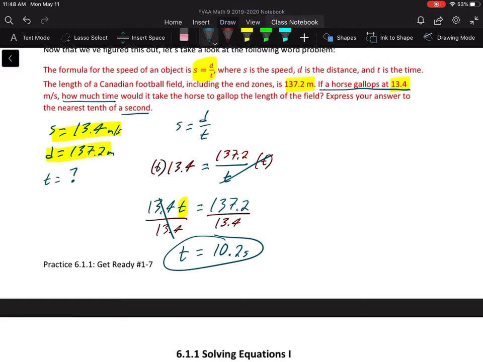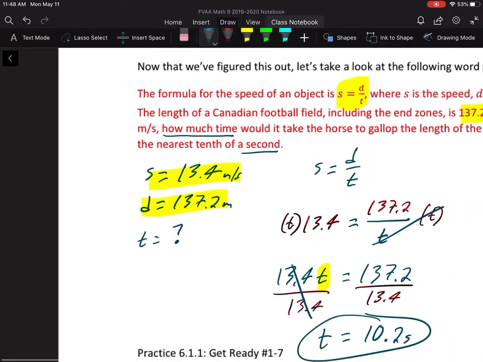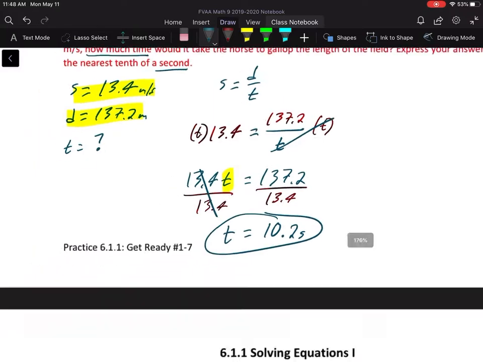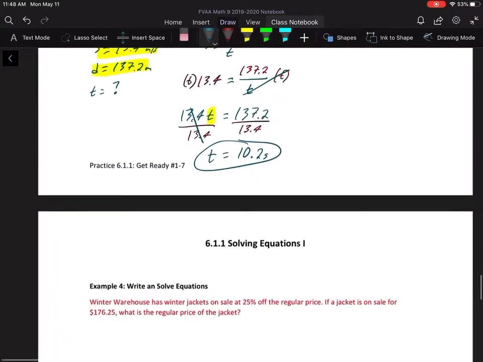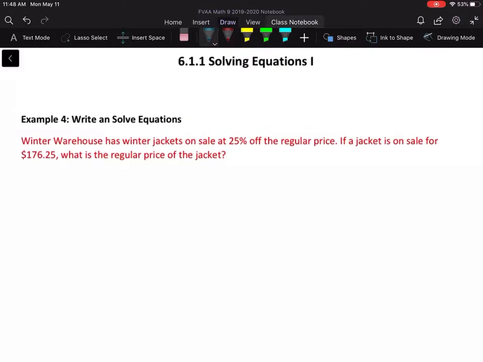Write down your equation, identify your variables from the question, figure out what you're solving for, what you have, and then go to work with your algebra. Okay? Try one on your own. Go ahead and give this one a shot. Pause the video, answer it, and we'll come back and do it together.